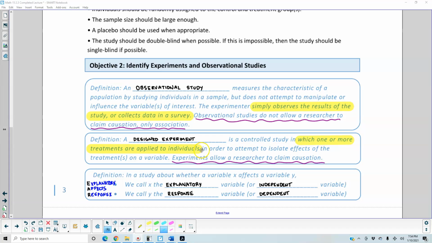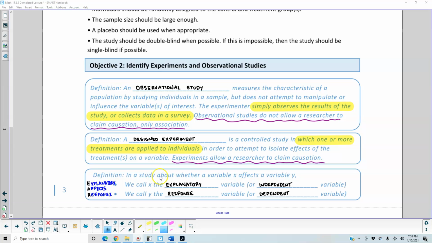Definition. A designed experiment is a controlled study in which one or more treatments are applied to individuals in order to attempt to isolate effects of the treatments on a variable. Experiments allow a researcher to claim causation.